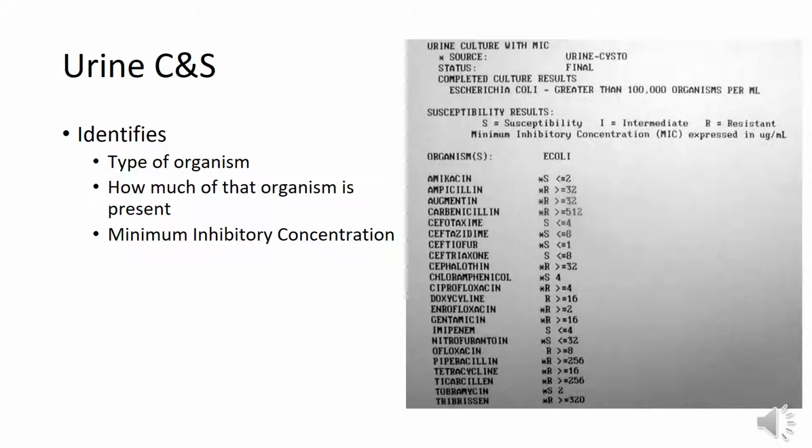The antibiotics are listed on the left-hand side. The susceptibility results are in the center. The S stands for susceptible, meaning that it will treat the infection. R stands for resistance, meaning that it will not treat the infection. The MIC is alongside the right side of the susceptibilities.